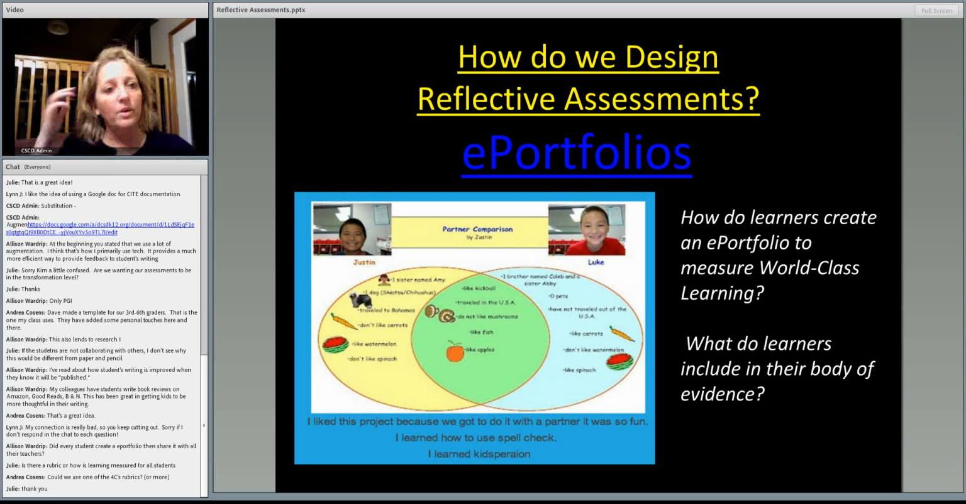It was more about the thinking and the learning, and that we use the tools to help us. Could we use one of the 4C rubrics? Absolutely, Andrea. I think that's a great example. And why not build the template with the rubric in it so that students can always go back and see how well they are meeting or exceeding the expectations.